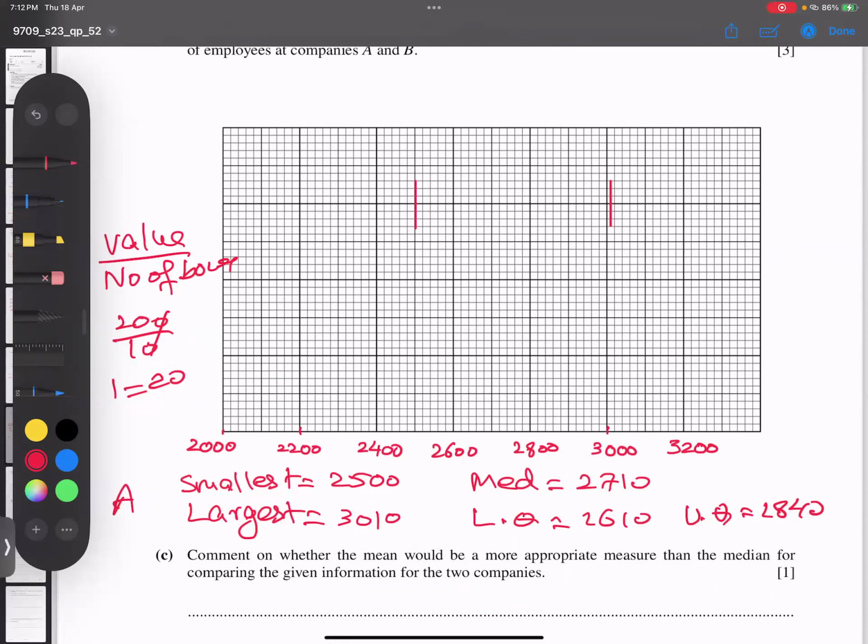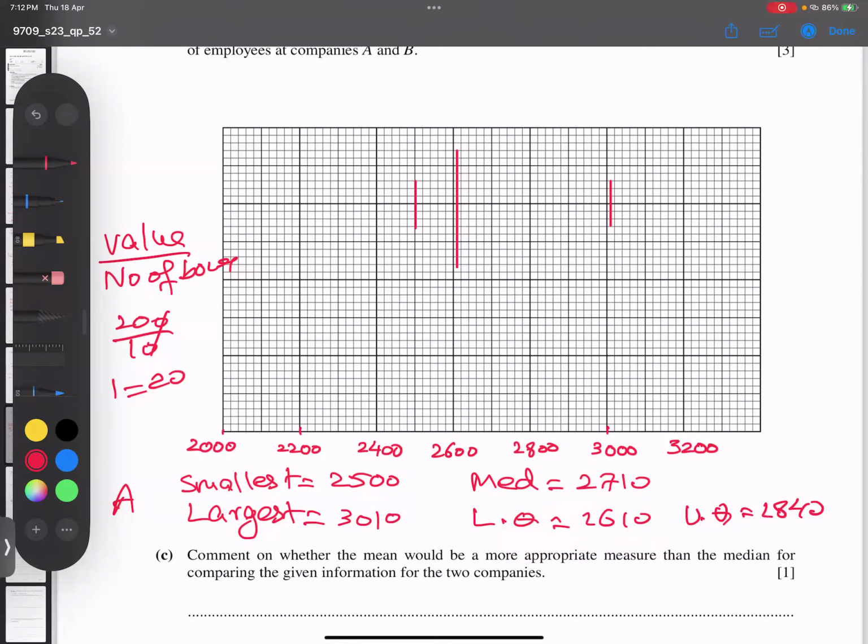I got it. Okay. Now I'm going to make the lower quartile, 2610. Where's 26? 26 is 00. So half box. Let me drag slightly back. Okay, this is done.